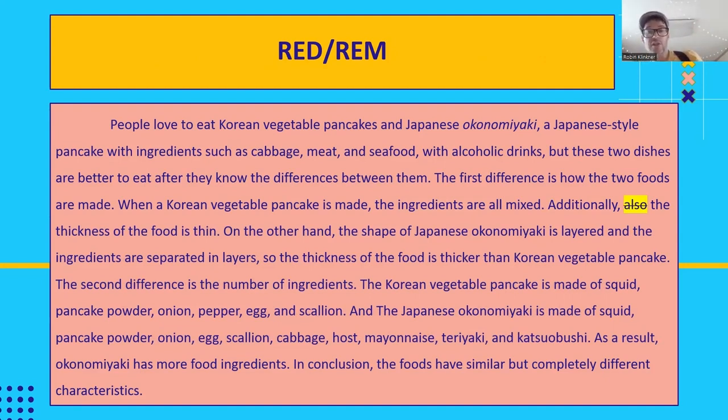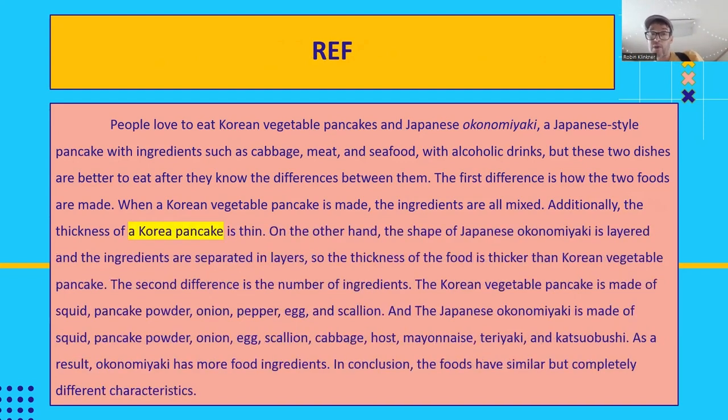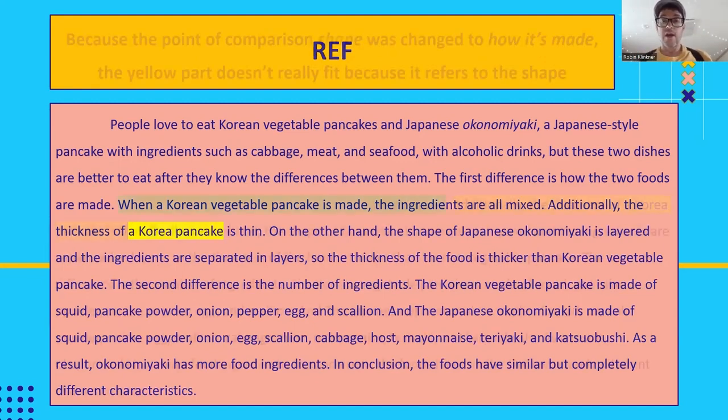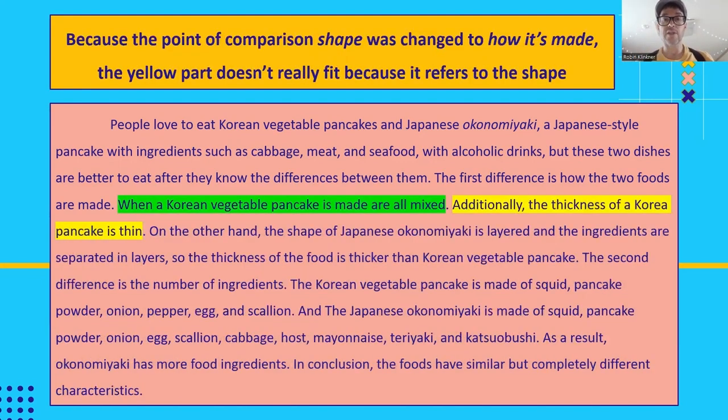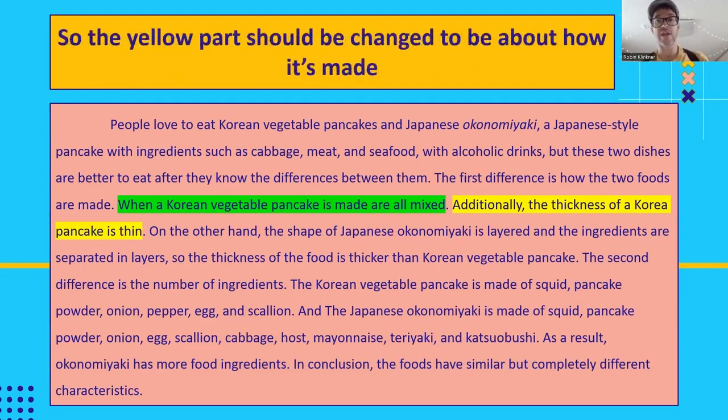So additionally, the thickness of the food. Once again, what is the food referring to? The thickness of a Korean pancake is thin. Okay, much clearer. Because the point of comparison shape was changed to how it's made, now the yellow part doesn't fit. Because before the first difference was shape, the writer was talking about how it's made. So additionally, the thickness of a Korean pancake is thin. So now that doesn't fit. So the yellow part should be changed to be how it's made.